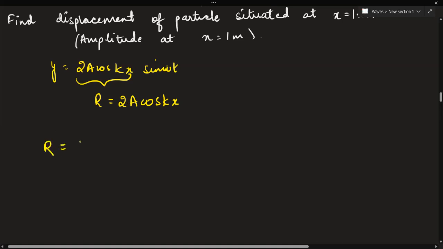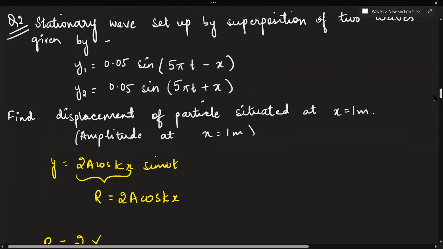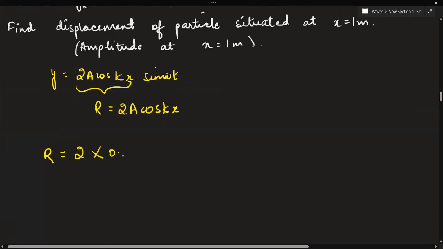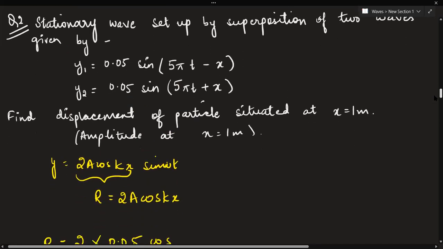For the resultant amplitude, 2 is constant. Look at these two equations and tell me the value of a. 0.05. Yes, both of you are right. It will be 0.05. Fine. This is cos. Now look at this equation again. What is the value of k? 1. Because it's given minus x, it means we have minus k of x, which means k is equal to 1.